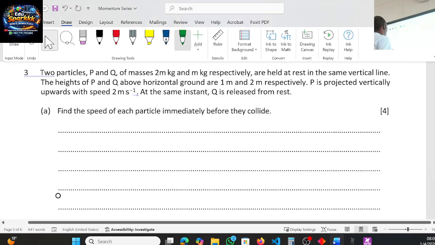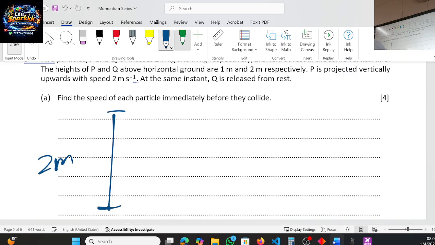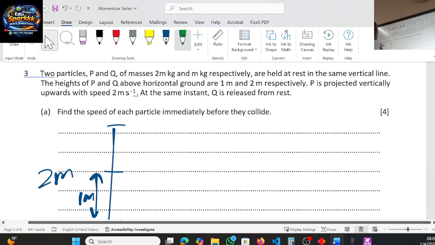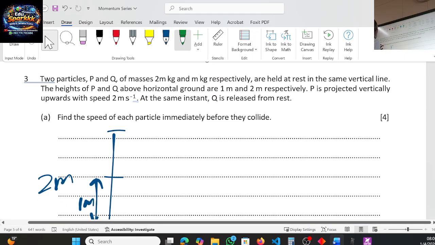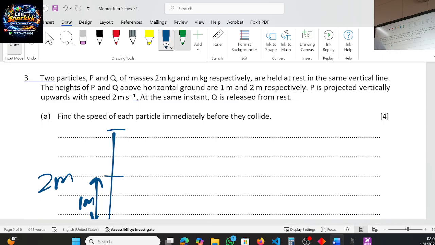So we're interested in the speed before the collision. We need a bit of a sketch here. We have a height of 2 meters above the ground, and somewhere at 1 meter we have object P. So P is 1 meter above the ground, and Q is 2 meters above the ground.